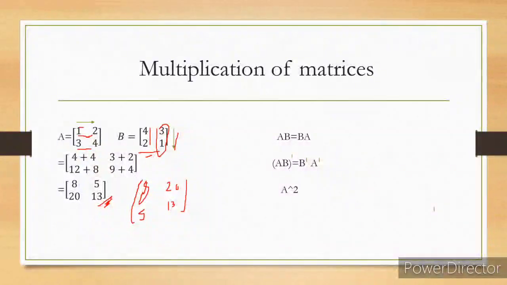A square means multiply this A twice. Take 1, 2, 3, 4 and 1, 2, 3, 4 as two matrices and multiply them.